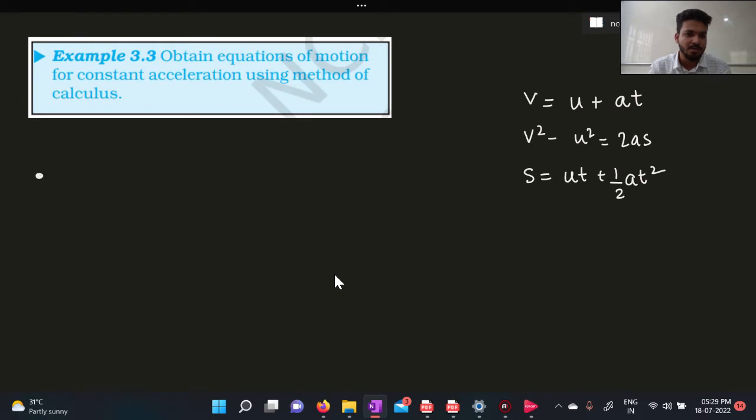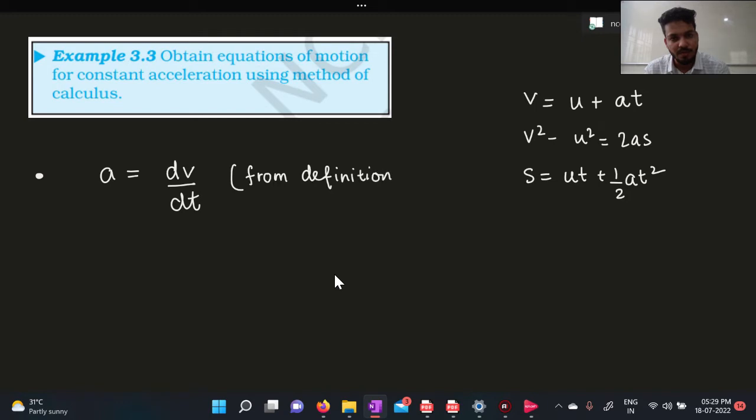We are going to start with the basic definition of acceleration. Okay, acceleration is defined as differentiation of velocity with respect to time. In the brackets I will write, this is from the definition of acceleration. Okay, this is how you have to write it.